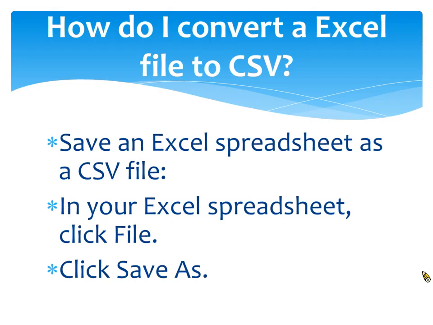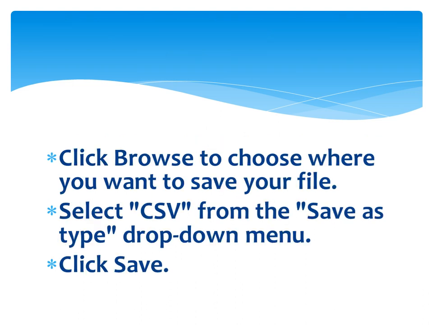How do I convert an Excel file to a CSV file? Save an Excel spreadsheet as a CSV file. In your Excel spreadsheet, click File and click Save As. Click Browse to choose where you want to save your file. Select CSV from the Save As type drop-down menu. Click Save.